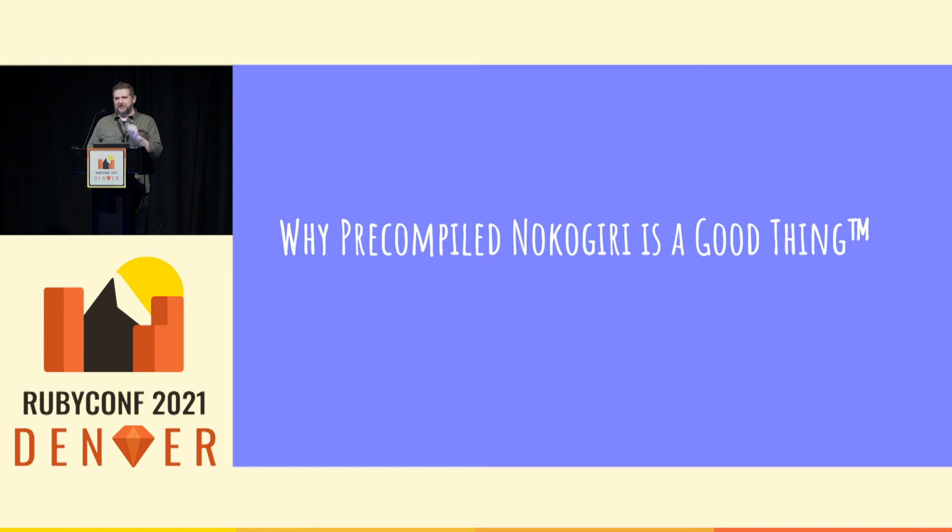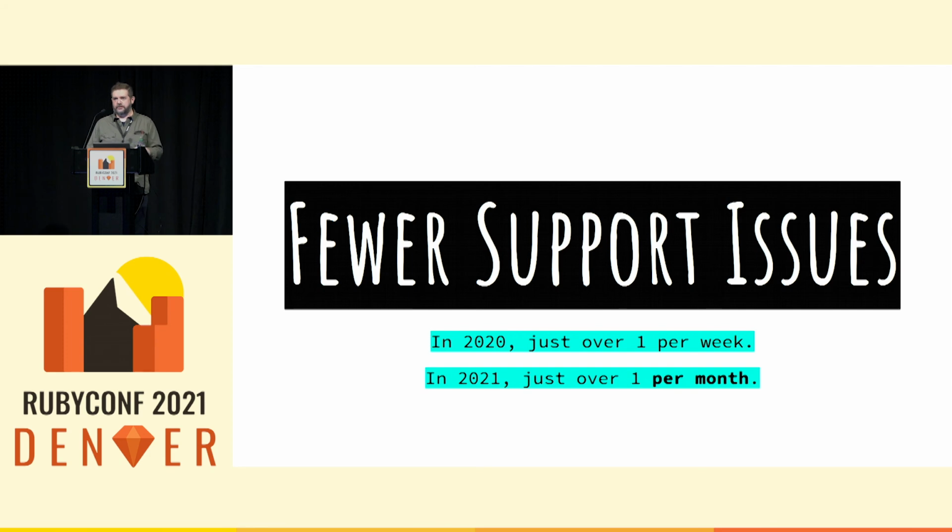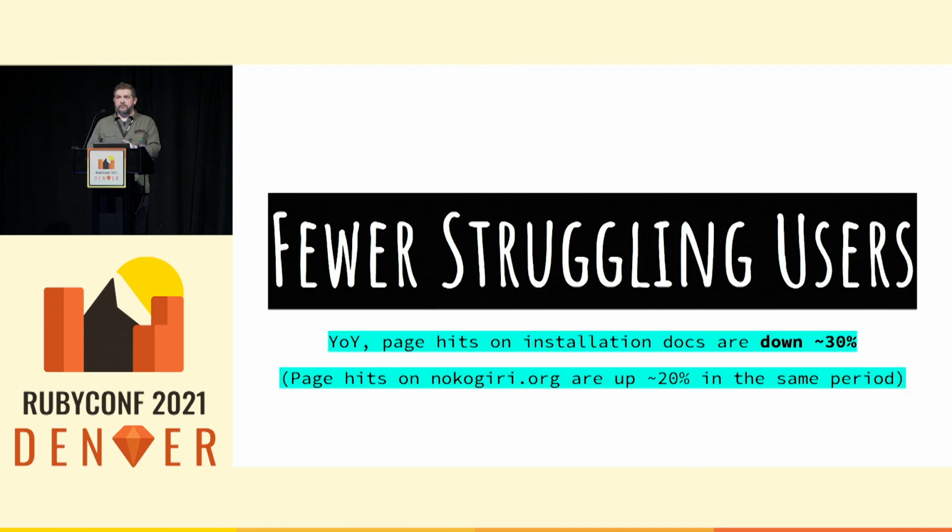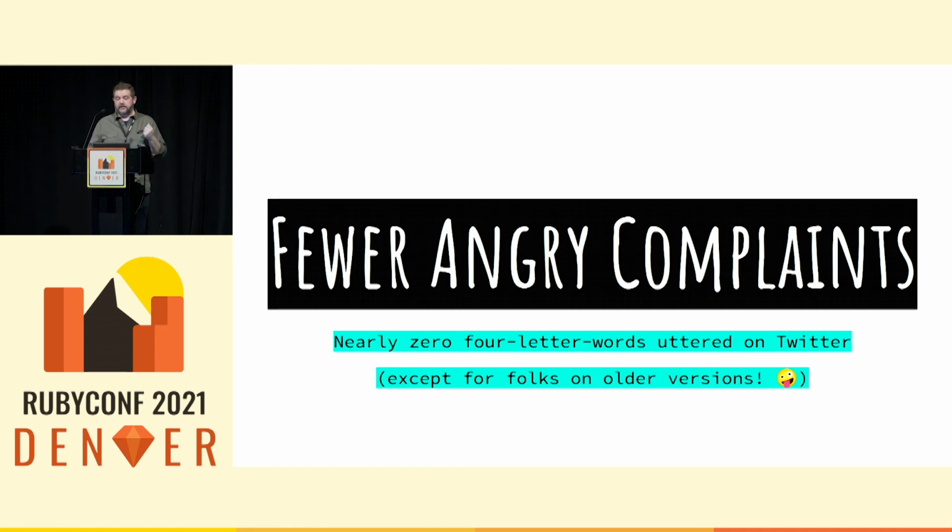But here's why it's a good thing that we precompile Nokogiri. For me, it's a good thing because there are fewer support issues. I've gone from 1 a week to like 1 a month. Dropped by a factor of 4, pretty good. It's a good thing for you because you're struggling less as a user. The page hits on the installation docs are down 30%, while page hits on the rest of the nokogiri.org site are up 20%. So people are struggling a lot less. Fewer angry complaints.